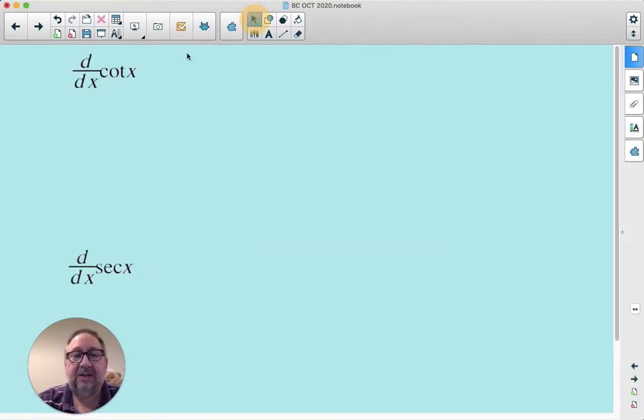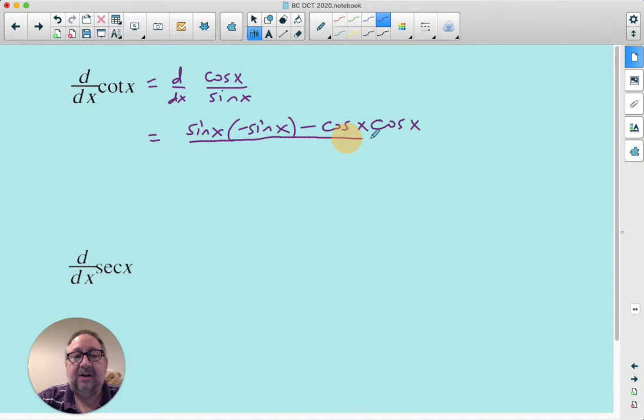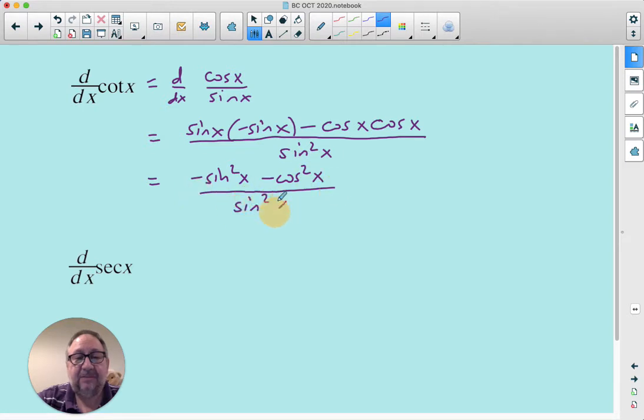Next up would be cotangent, and if we think about what we just did, we'll just do it again. So this is the derivative now of cosine over sine, another quotient. This becomes low, d high, derivative of cosine is negative sine, minus high, that's cosine, d low, derivative of sine is another cosine, over the square of low, so over sine squared. We go. So we multiply this out, we get negative sine squared and a minus cosine squared, all divided by sine squared of x.